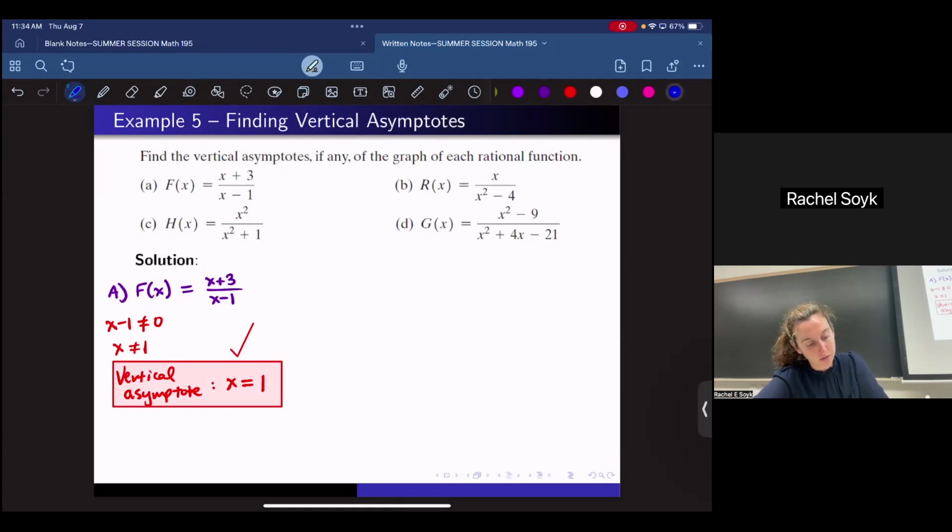Part B, we can factor that denominator into x plus 2, x minus 2, which means your two vertical asymptotes are x equals negative 2 and x equals positive 2.